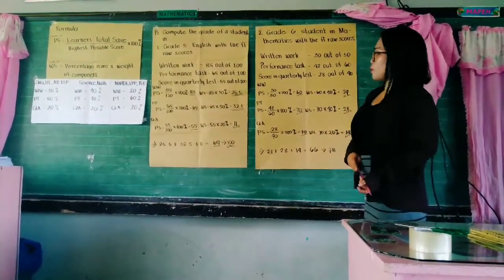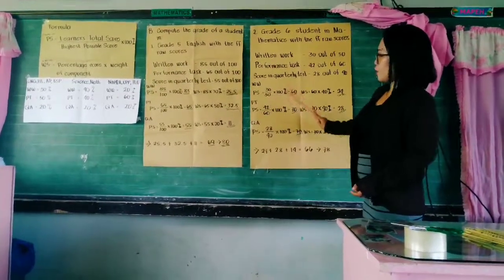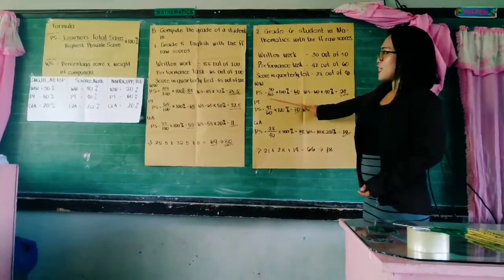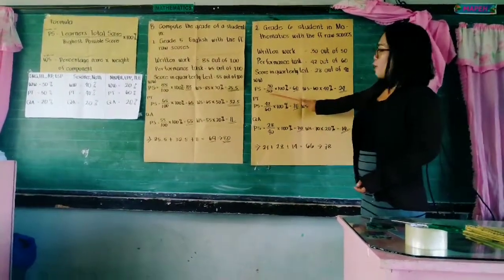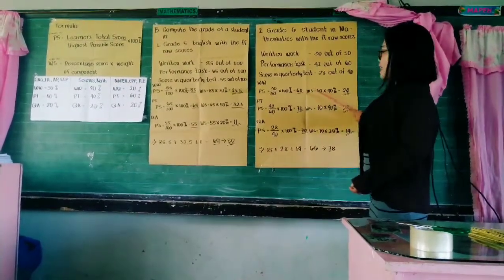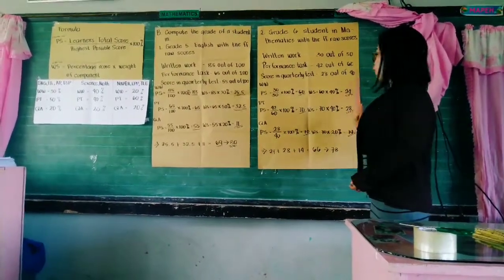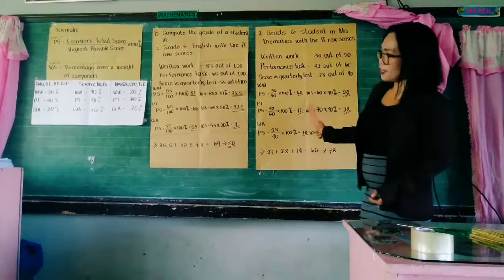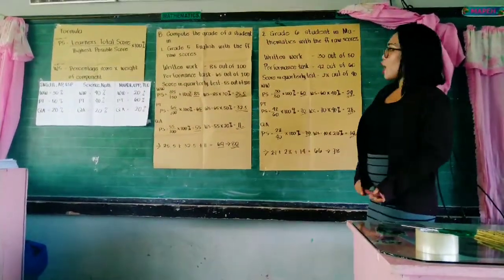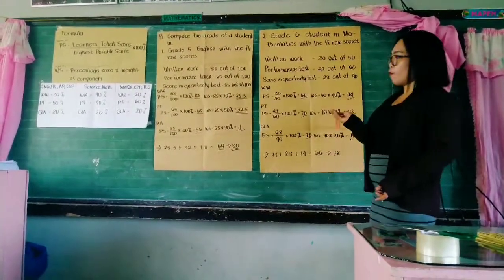First, we are going to compute the written work. So, 30 over 50 times 100. 30 is the learner's total score over the highest possible score, which is 50, times 100 equals 60. So, 60 here became the percentage score times 40. Why 40%? Because in math, they have 40% in written works as the weight of component. So, 60 times 40% equals 24.